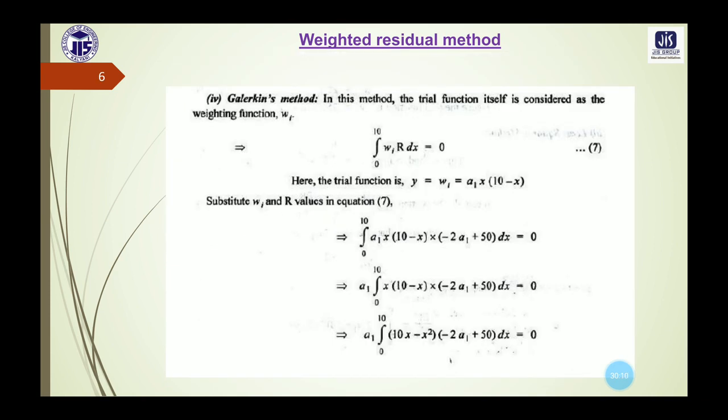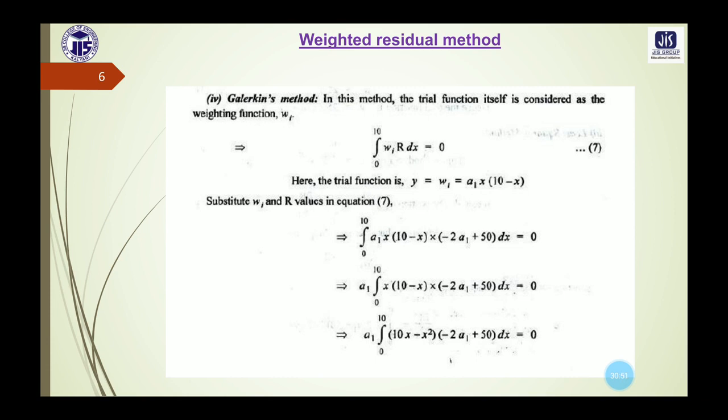And last, we need to use the Galerkin's method. Now in this method, the trial function itself is considered as the weighting function w. Now the formulation relation in this Galerkin's method is integration 0 to 10 of w r dx equals to 0. Now the trial function y, it is given in this numerical, so that is actually the w, which is a1x into 10 minus x.